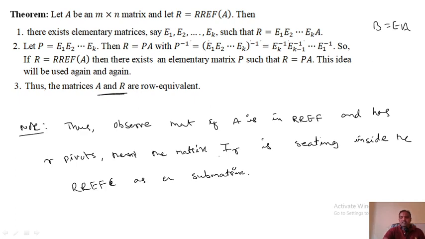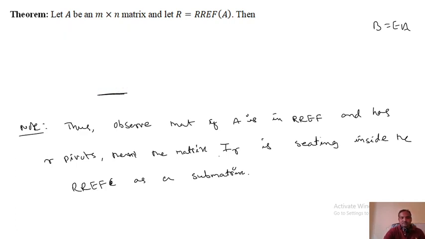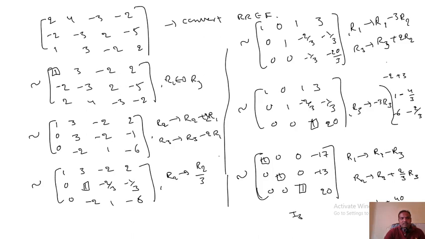That means Ir. Now see the previous example. This is the A we have taken, the A matrix. This is a 3 by 4 matrix. How many pivots are there? 3 pivots. Here I3 is sitting inside, like its submatrix I3. That means I3 is a submatrix of A. They are sitting in the A matrix.